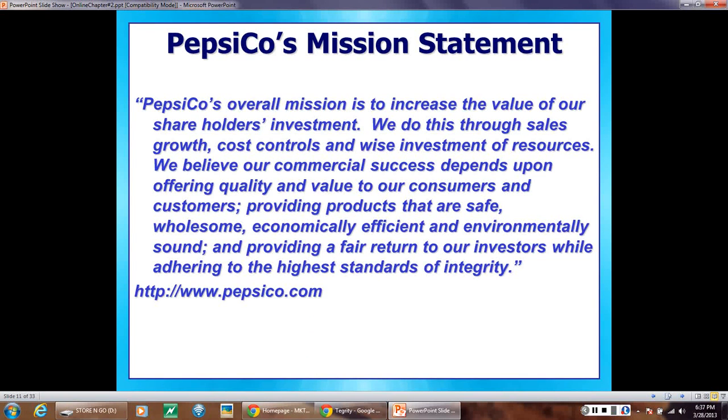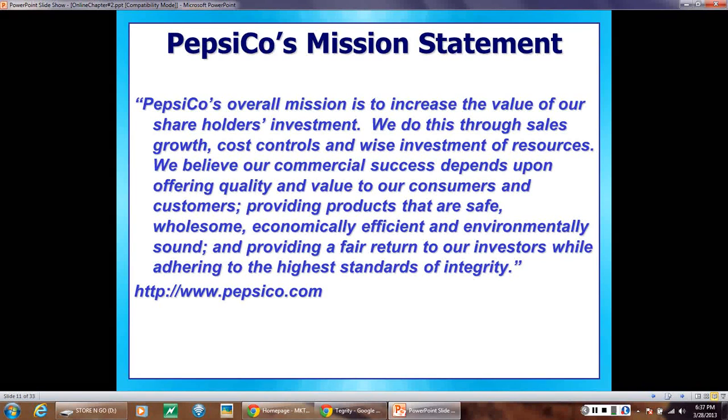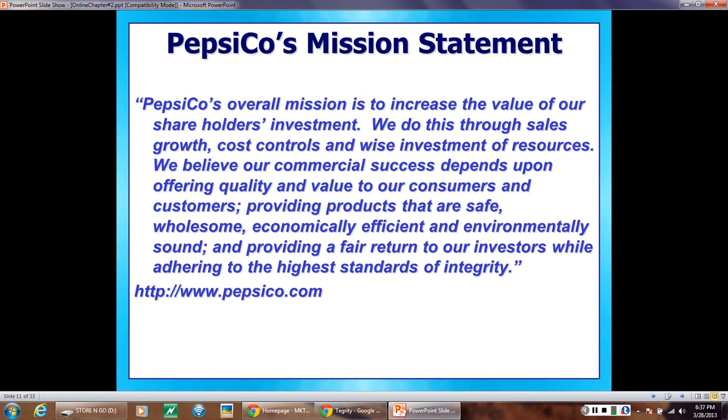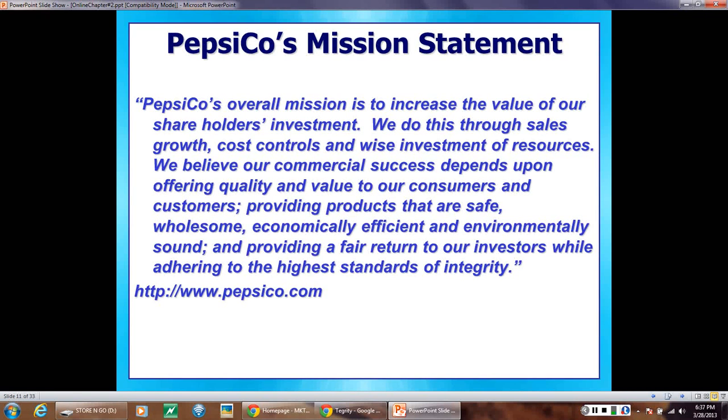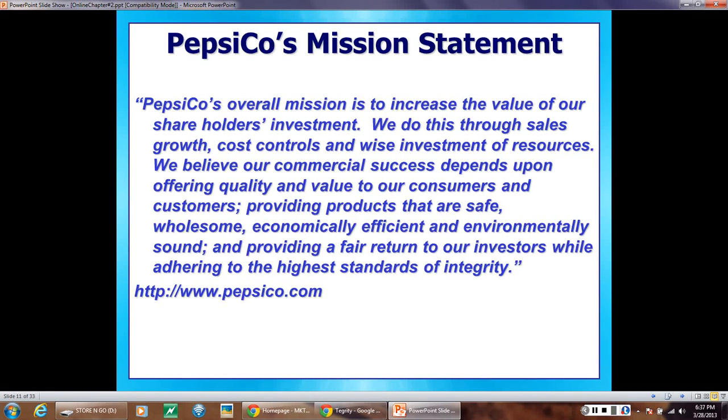Okay, let's look at this. And let's pretend for just a moment that the term PepsiCo is not on there anywhere. So let's read this and then let's go back to our criteria and see if this fits the criteria. Somebody's overall mission is to increase the value of our shareholders' investment. We do this through sales growth, cost controls, and wise investment of resources. We believe our commercial success depends upon offering quality and value to our customers and consumers, providing products that are safe, wholesome, economically efficient, and environmentally sound, and providing a fair return to our investors while adhering to the highest standards of integrity. Okay, this is PepsiCo.